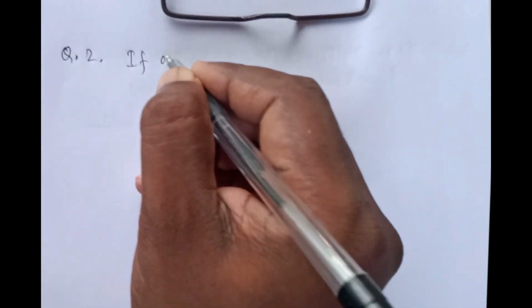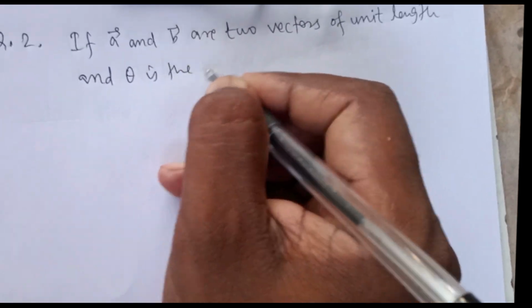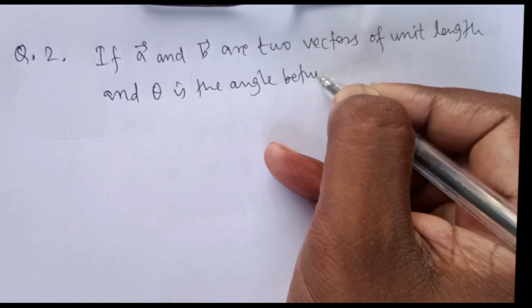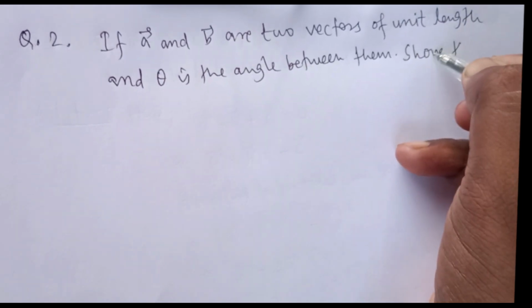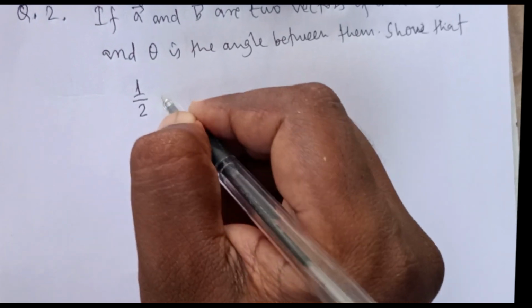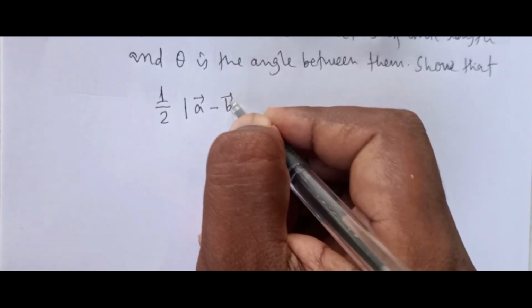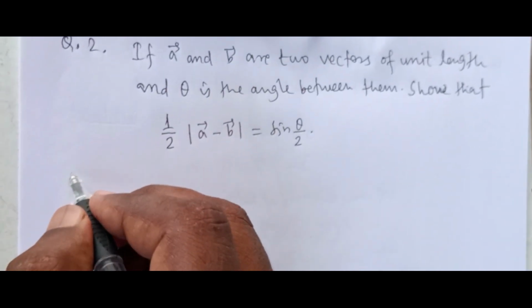Now the question number 2. If vector A and vector B are two vectors of unit length and theta is the angle between them, then we have to show that 1 by 2 modulus of vector A minus vector B is equal to sine theta by 2. Now look at the solution.